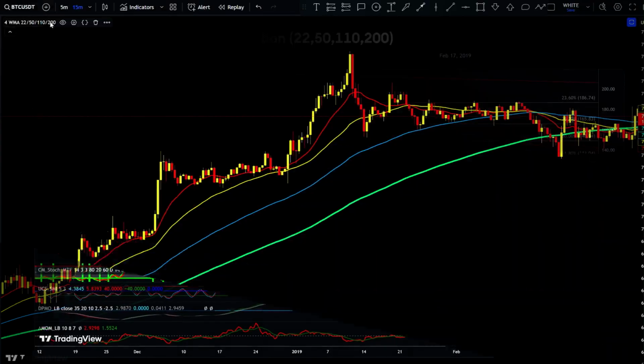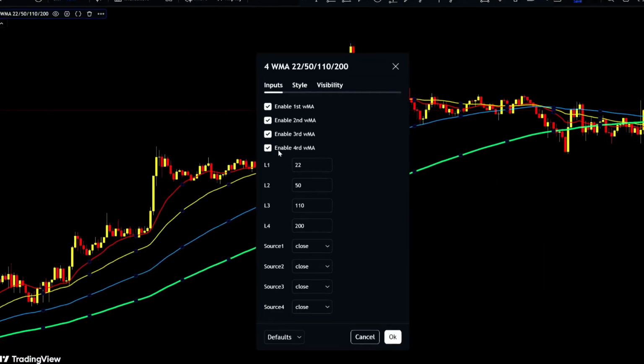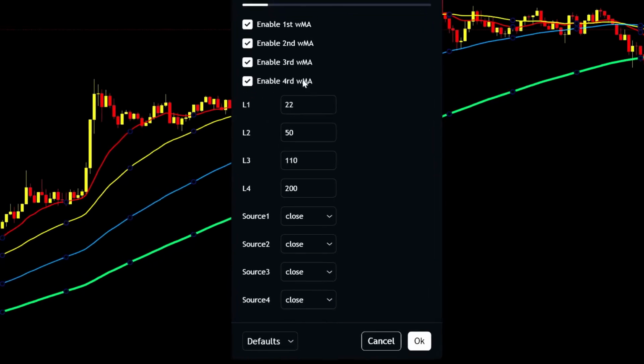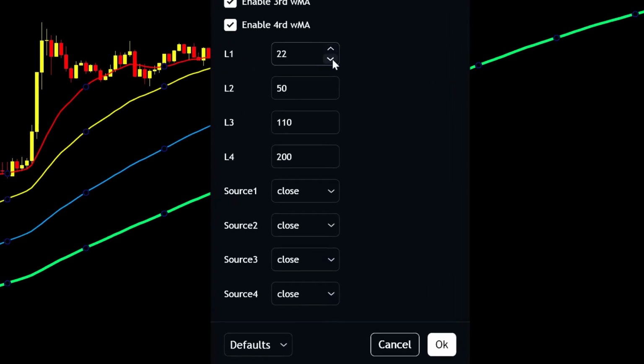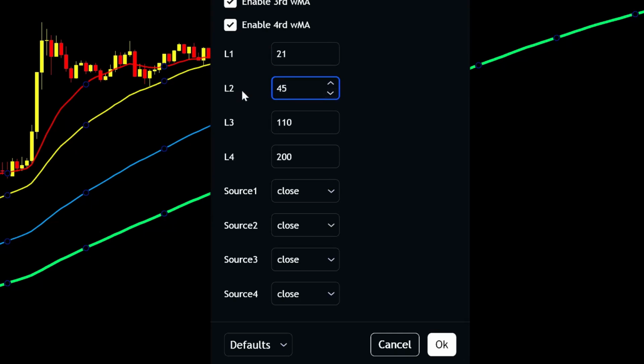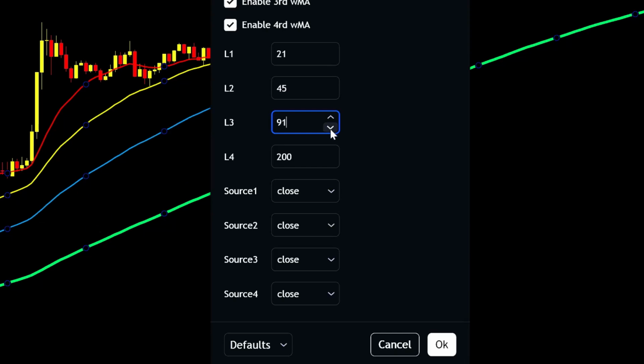Now that the 4WMA ribbon is on your chart, let's go ahead and optimize its parameters for our strategy. Head to the settings and click on the input section. Here, you'll see a list of parameters that you can adjust. First, change the L1 parameter to 21, then set the L2 parameter to 45. Moving on, we'll modify the L3 parameter, changing it to 90. Lastly, we'll leave the L4 parameter at its default value, which is 200.